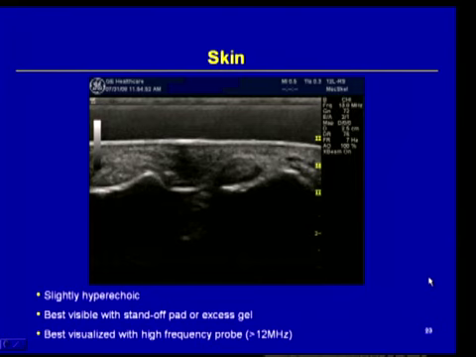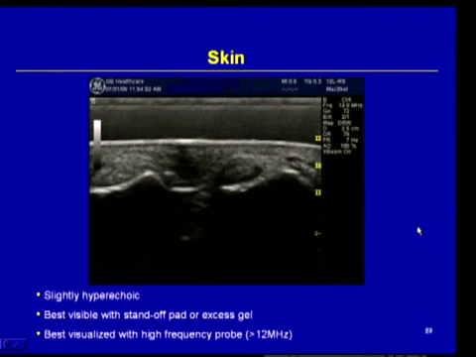It is best visualized in two different ways, and I'll show you what we use in our clinic, something called a standoff pad that increases the surface area between the body and the transducer that gives you some better detail. Or you can take advantage of using some excess gel to make a better contact with the skin and give you more surface area.